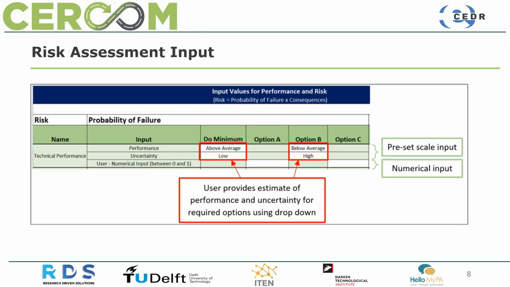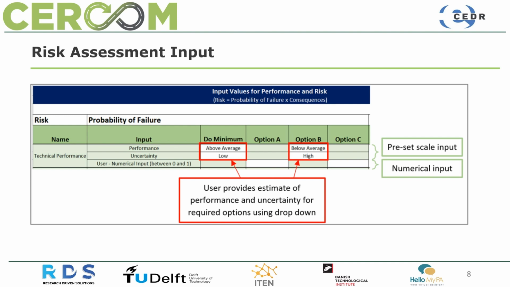Regarding the risk assessment for each of the options, the examples here will demonstrate how numerical input and preset scales are utilised. The risk is the probability of occurrence of a specific failure event multiplied by the consequences associated with that failure. In this case, it's expressed as a cost. A failure event could be a loss of skid resistance, for example.